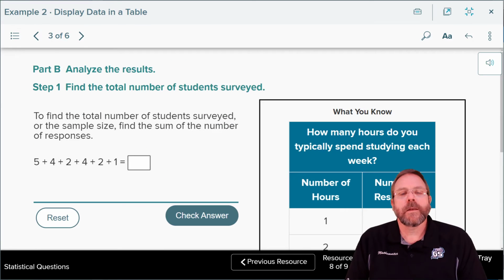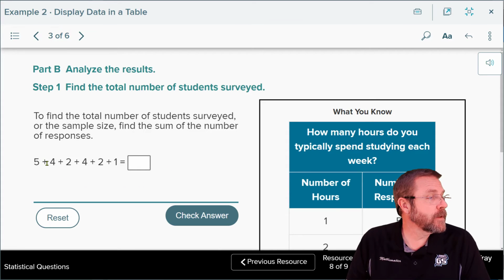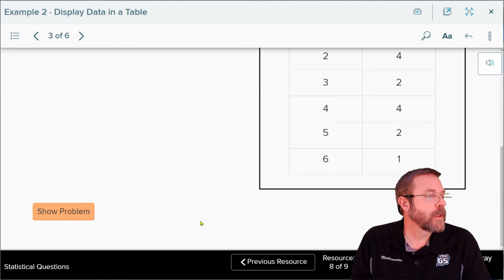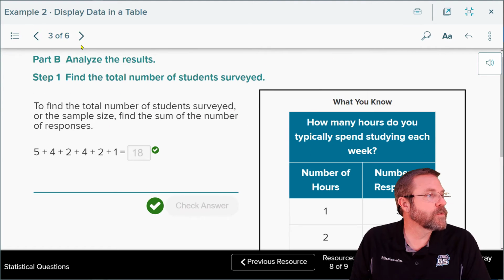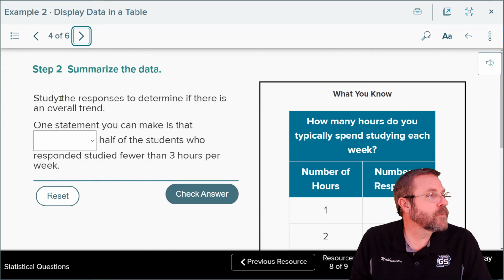Now the next part of this problem is for us to analyze the data. So they want us to start off by finding the total number of students surveyed, and when you add all that together, that's going to give me 18 students were surveyed. That part checks. And now that we've found the total number of students surveyed, we can use that to determine some information about it. So study the responses to determine if there's an overall trend.